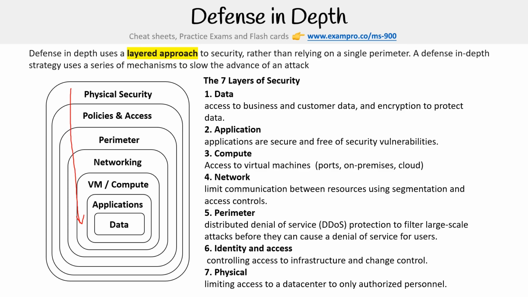And so I just want to give extra emphasis to identity and access because this one's the most outer one besides the physical security. So they would say something like the modern perimeter is defined based on your identity. Another thing I want to mention is that even though the perimeter layer says it provides distributed denial of service protection to filter large-scale attacks and so on, this is actually a bit misleading.